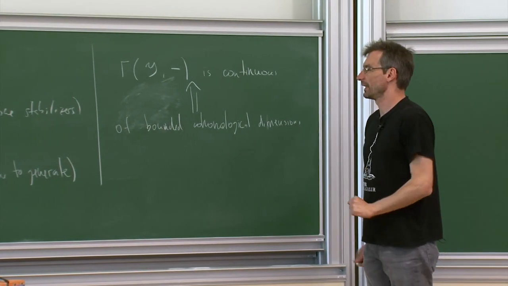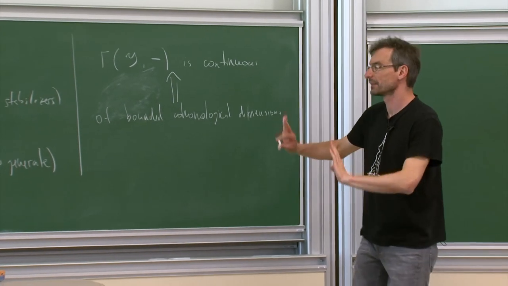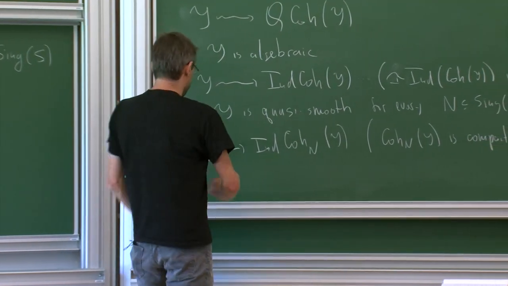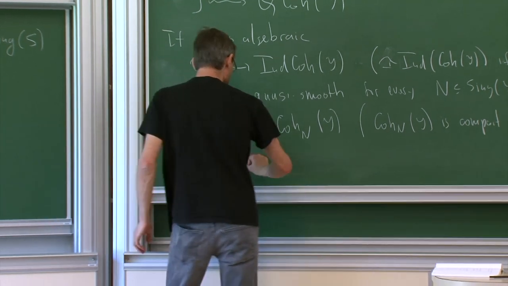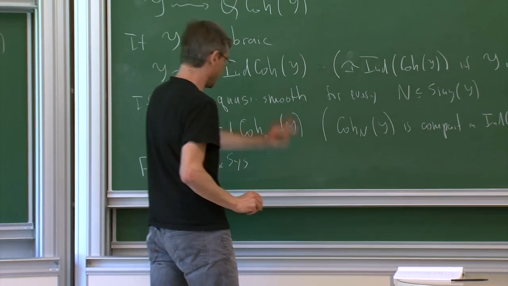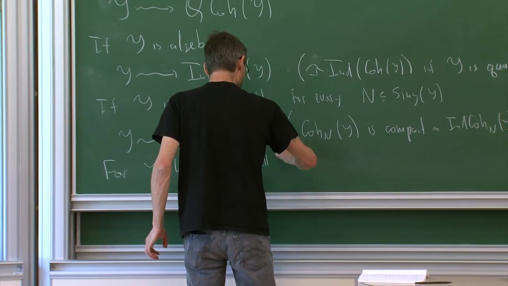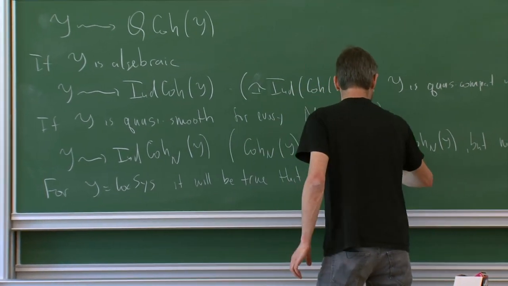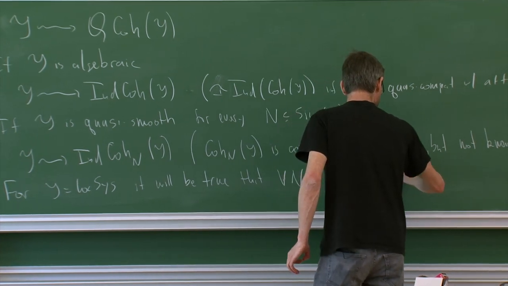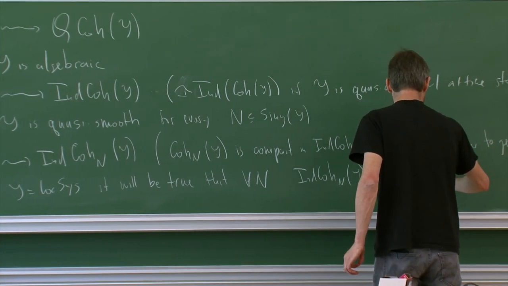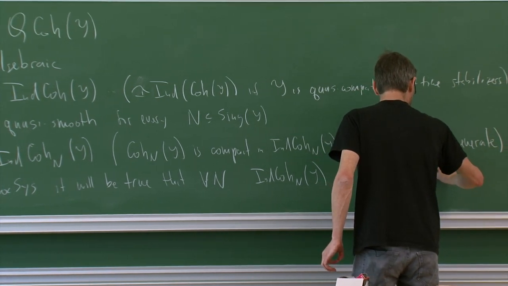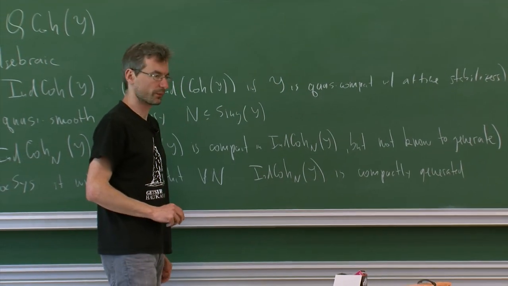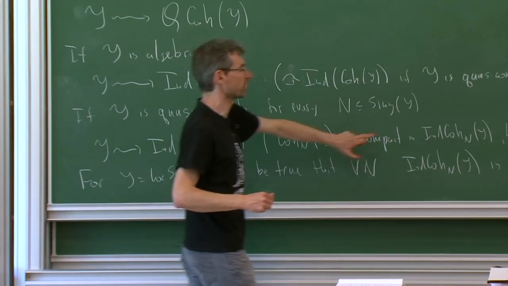Okay, so there was a bit technical discussion. Let me just say that this is what we know. But for Y being equal to LocSys, it will be true that for any N, IndCoh_N of Y is compactly generated. And do you know that the compact objects are exactly Coh_N of Y in general? Yes, in general we always know that these are the compacts.